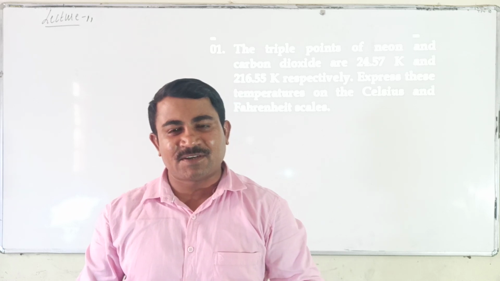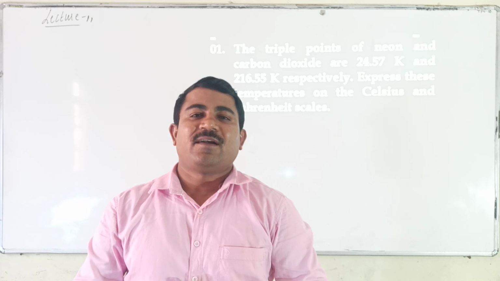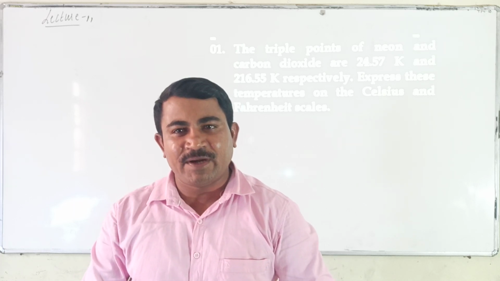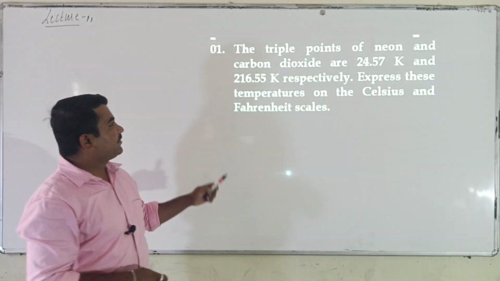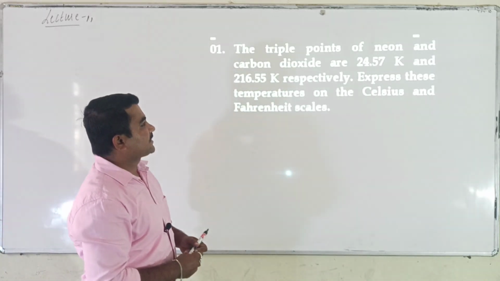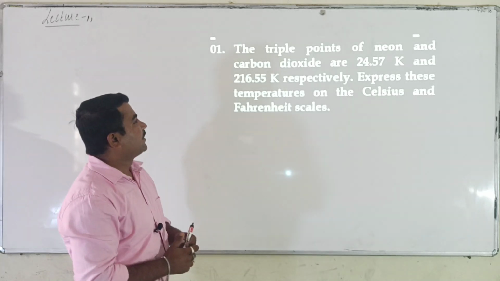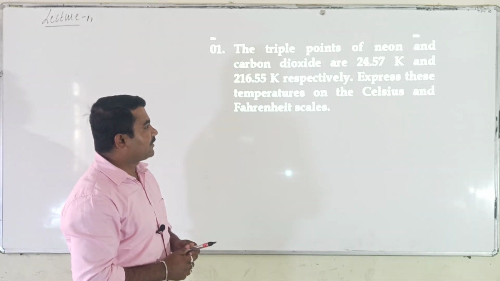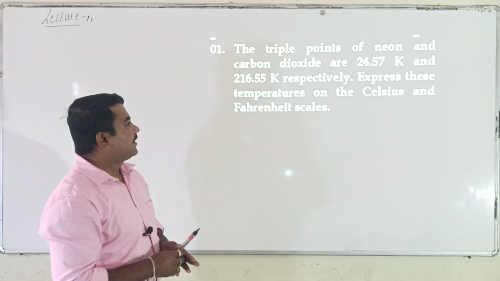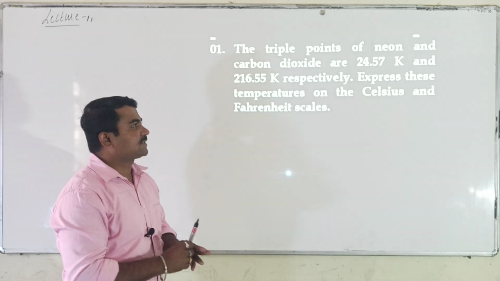Now in this session we will discuss the NCERT numericals. Let us go to numerical number 1. The triple point of neon and carbon dioxide are 24.57 Kelvin and 216.55 Kelvin respectively. Express these temperatures on Celsius and Fahrenheit scale.